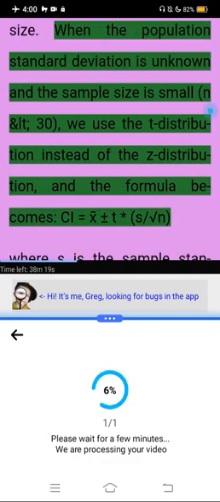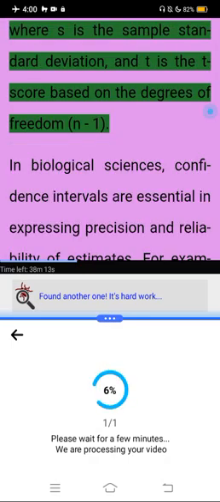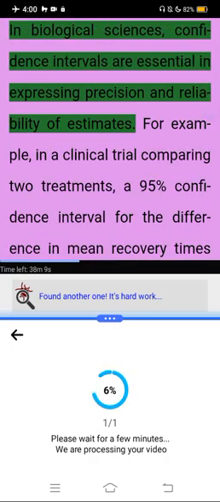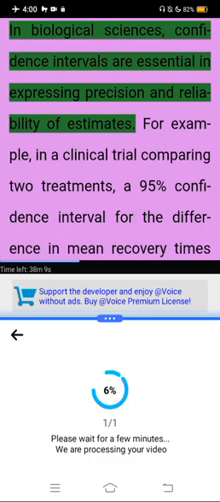When the population standard deviation is unknown and the sample size is small, n less than 30, we use the t distribution instead of the z distribution, and the formula becomes CI equals x-bar plus or minus t asterisk s over square root n, where s is the sample standard deviation, and t is the t-score based on the degrees of freedom n minus 1. In biological sciences, confidence intervals are essential in expressing precision and reliability of estimates.